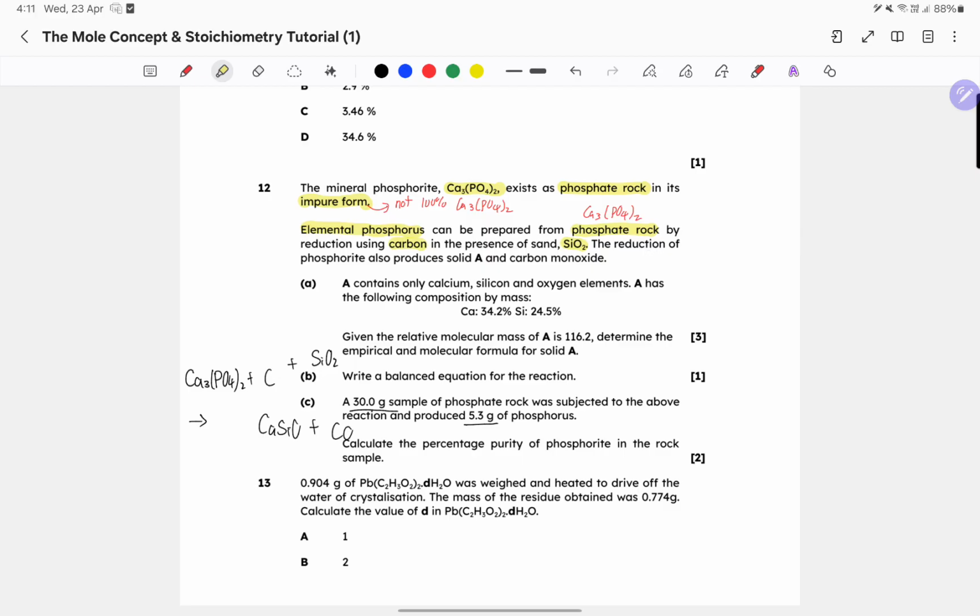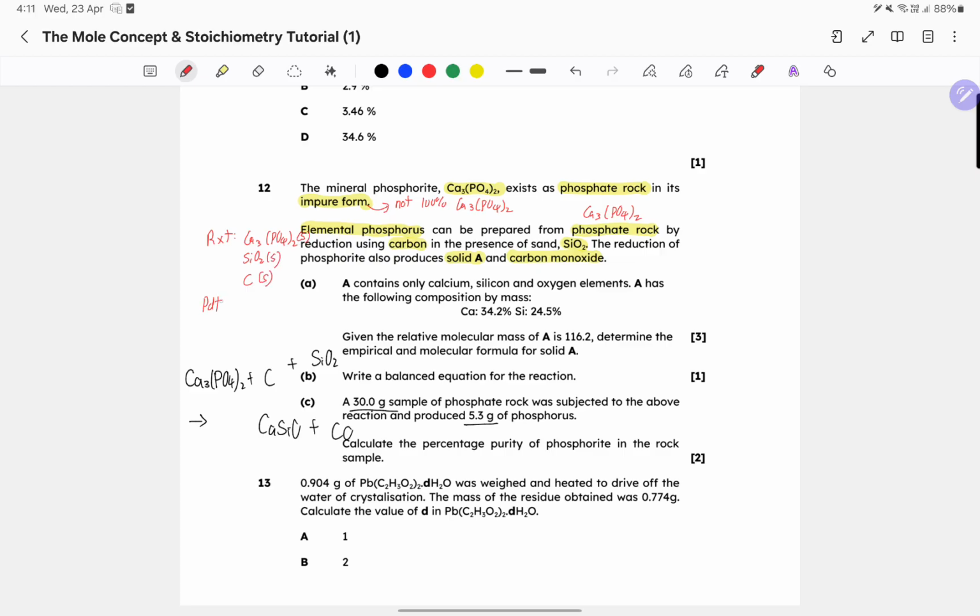Okay, the reduction of phosphorite produces solid A and carbon monoxide. So over here you can identify clearly what are the reactants and products. The reactants are phosphate rock, using carbon and SiO2. If I were to write down the reactants: Ca3(PO4)2, SiO2 and carbon. All of these will have been in solid state.